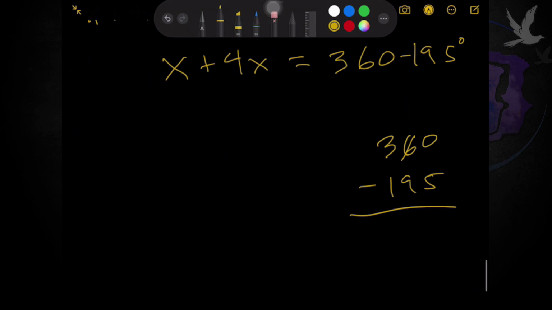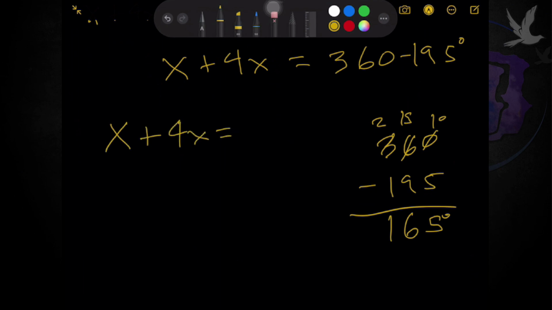Borrow here, this will become 5, this will become 10, so that's 5. Borrow here din, this will become 2, and this will become 15. 15 minus 9 is 6. 2 minus 1 is 1. 165. Okay, degrees. So, ibig sabihin, when rewriting this equation now, we have x plus 4x equals 165 degrees.